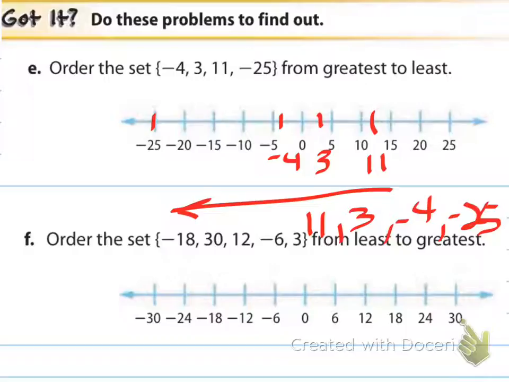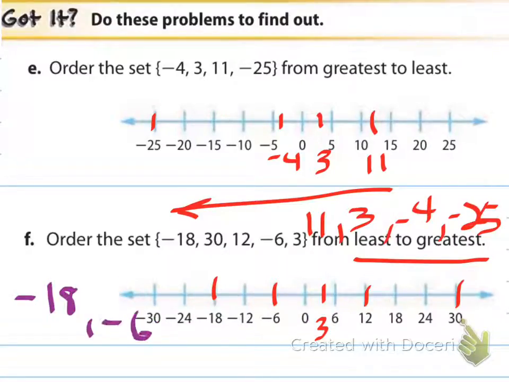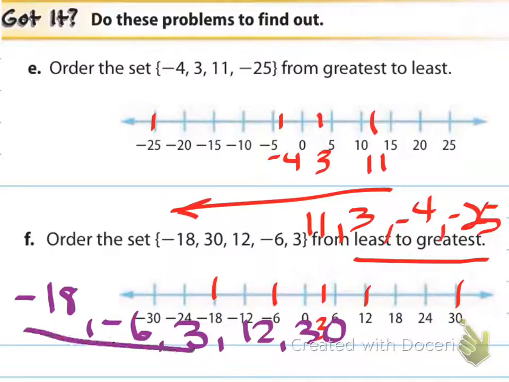For F, we've got -18 here, we've got +30, we've got +12, -6, and +3 right here. So putting them in order from this time least to greatest, and it's really important that you pay attention to what it's asking for because it does switch up back and forth. Okay, so we've got the least numbers on this side, right? So we've got -18, then -6, then 3, then 12, and then 30. And these are our numbers in order from least to greatest. And again, you can grab the negatives and the positives, compare those, and put them in order, and then combine the two orders together to make it from least to greatest.